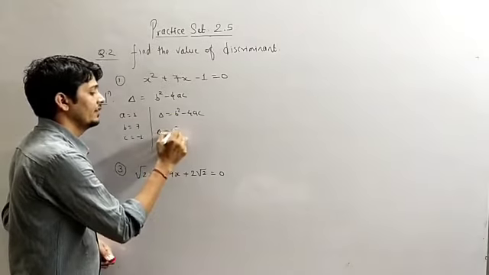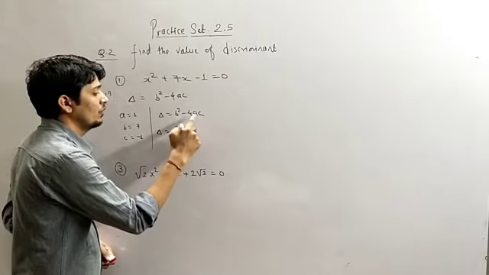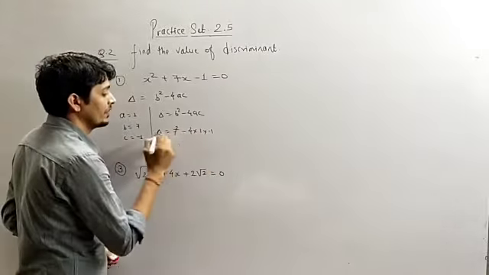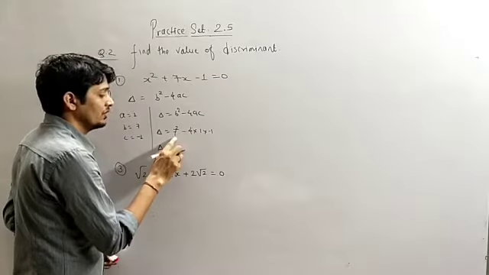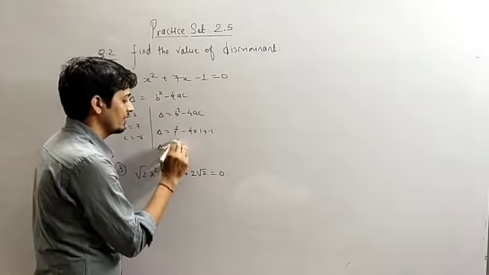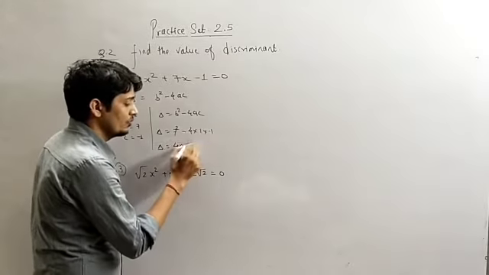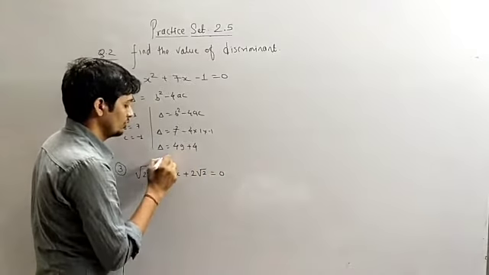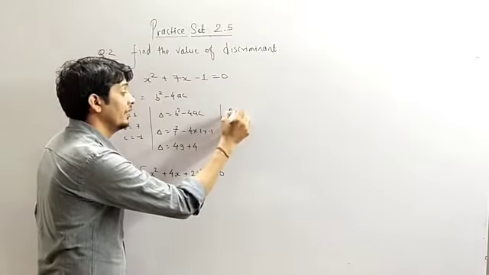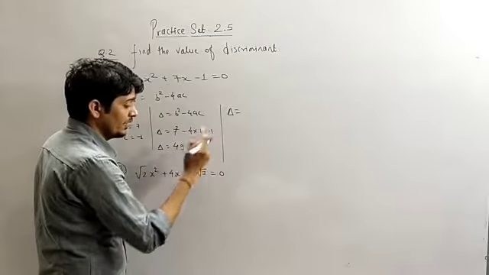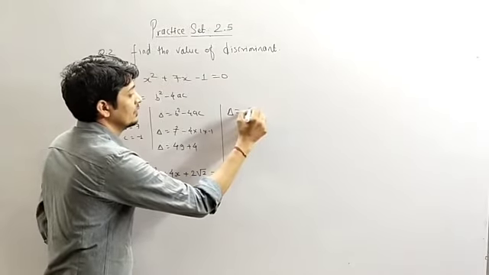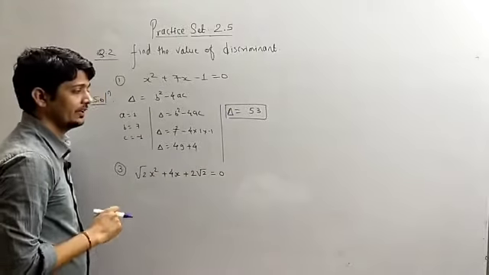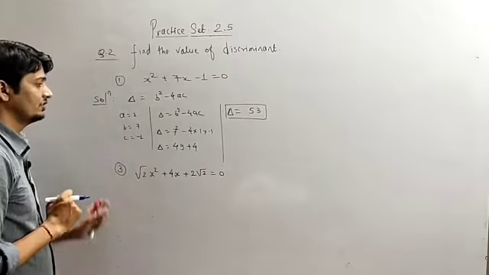So square of 7 minus 4 into what is a? A is 1. And what is c? C is minus 1. So del equals to the square of 7 is 49. Minus into minus will become plus. 4 ones is 4. So del equals to 49 plus 4 is 53. 53 will be the value of discriminant. Okay, really easy. So now we will solve the third question.